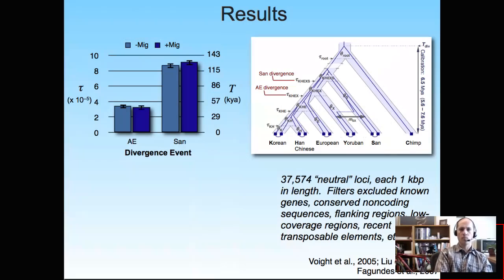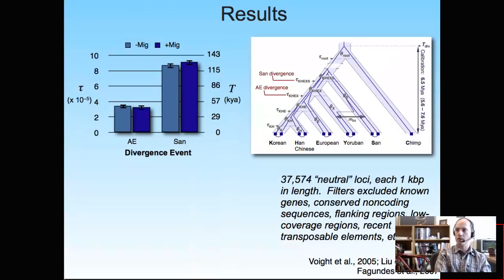So in the end, we apply these methods to about 37,000 loci across the genome. So these are somewhat arbitrarily selected loci, each 1 kb in length, but selected to avoid all of these sites that are likely to be under selection. So genes, conserved non-coding elements, flanking regions of genes and conserved non-coding elements, and so on, and also selected to avoid areas of the genome likely to be enriched for data quality problems.